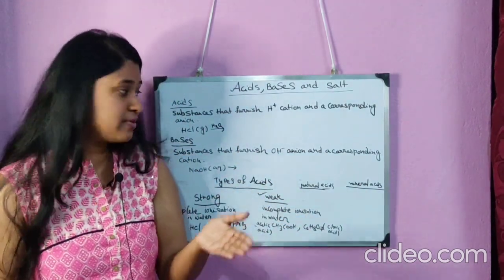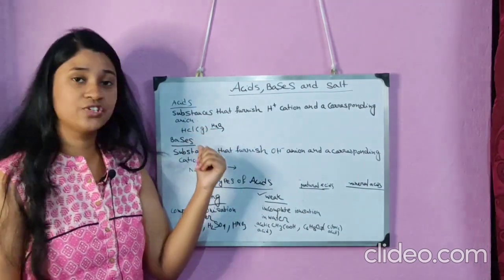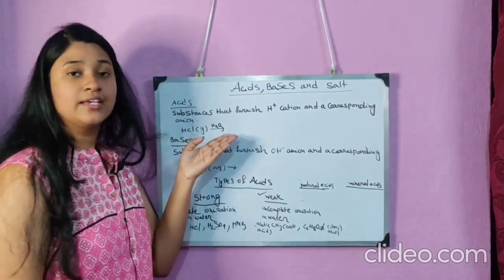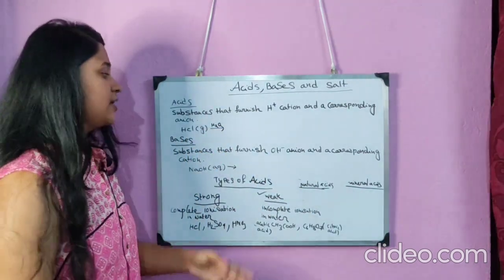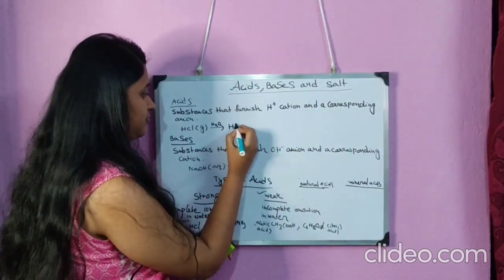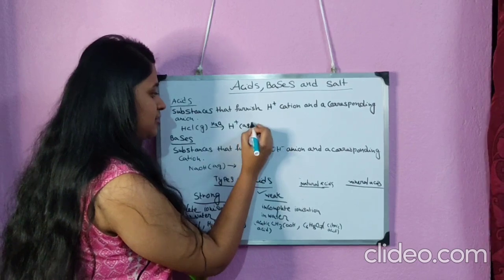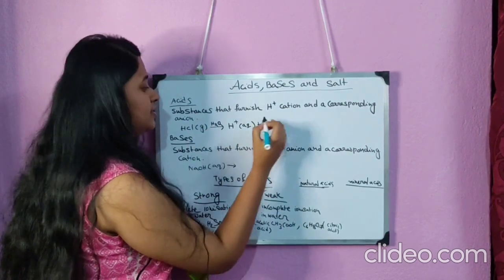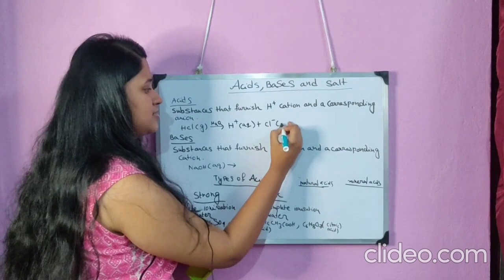So let's take an example like HCl. It is in gaseous form. We are dissolving it in H2O, that is water, and it will give us the H plus cation, and the corresponding anion would be the Cl minus.